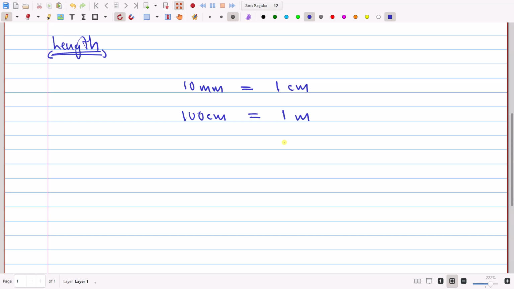The other thing that you must know when it comes to the units of length is that there is a relationship between the meter and the kilometer. What you should know is that 1,000 meters is equivalent to 1 kilometer. So these are the relationships that we have between these units.